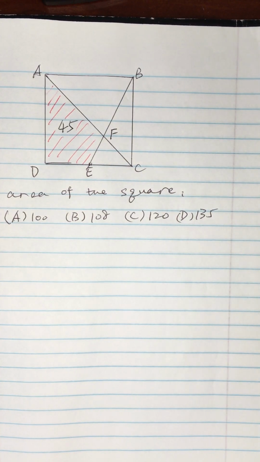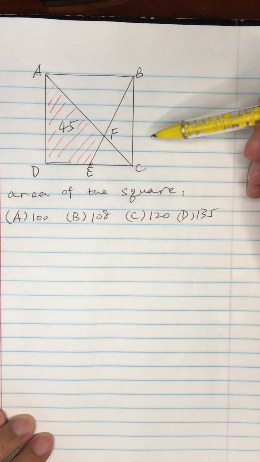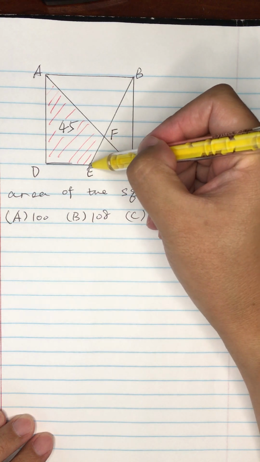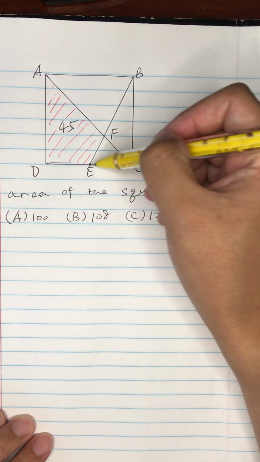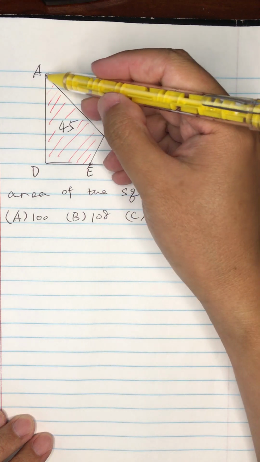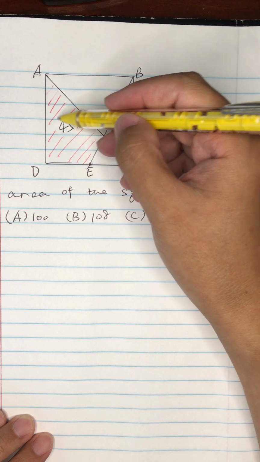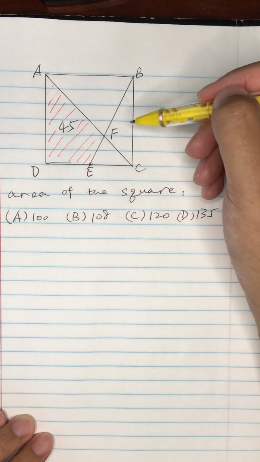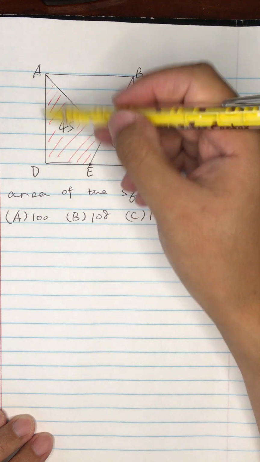This is a nice geometry problem, and the setup is like this. We have a square ABCD, and this point E is in the middle of C and D. So we know that DE equals EC. And we know the shaded area, ADEF, is 45.